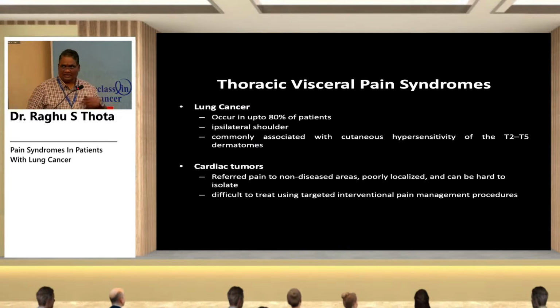So the cardiac pain will never present locally. Even in angina, though there will be a chest pain, it usually radiates to your left shoulder or your left upper limb. So it will be a referred type of pain, and it is very difficult to treat such pain. Whenever there is a referred pain, it is very difficult to treat by intervention. So you have to remember this.